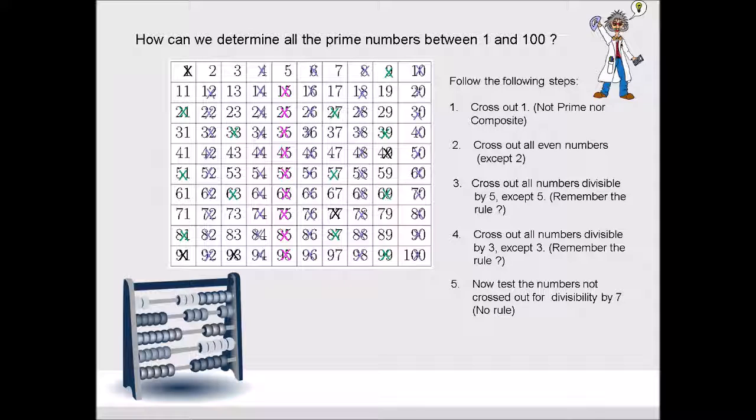All the numbers that have not yet been crossed out, that are left in this block, they are prime numbers. You can test them, you can only divide them by itself or by 1. Remember these 5 rules, you're going to need them.